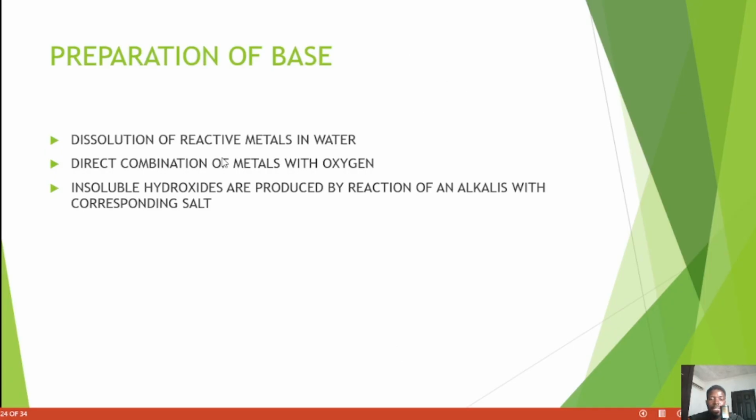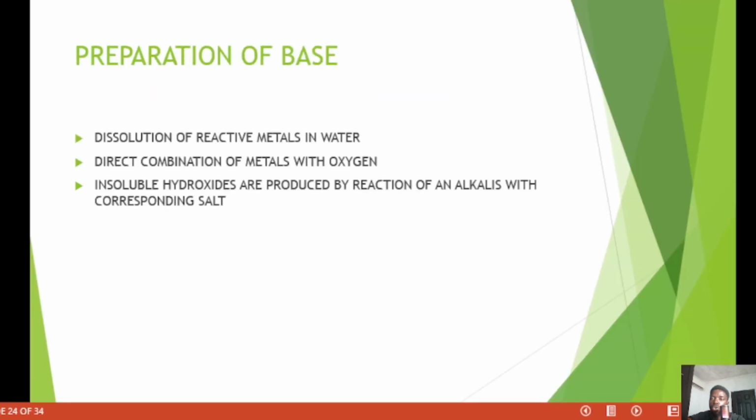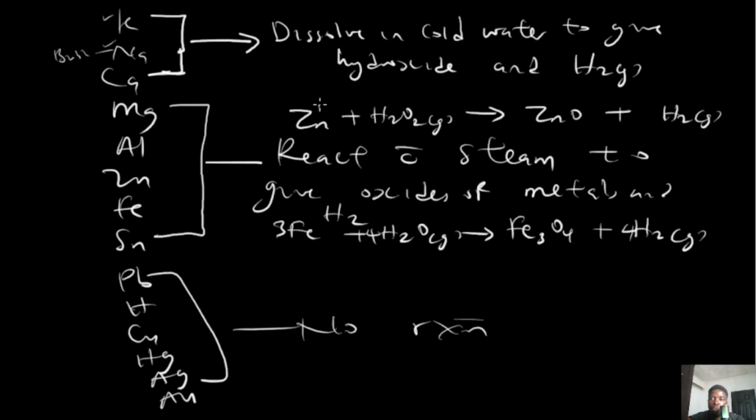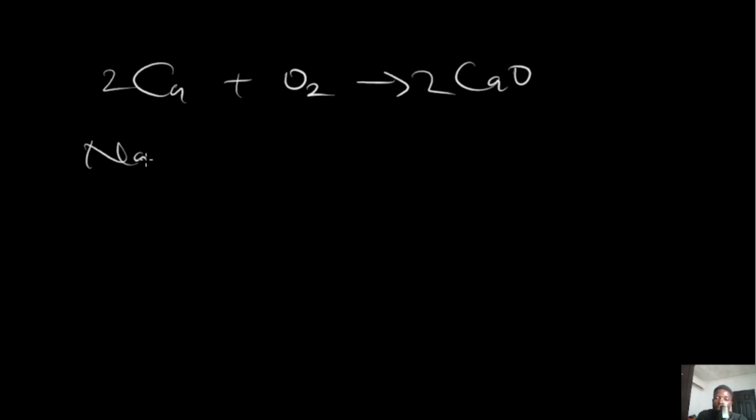We would also consider direct combination of metals with oxygen. If oxygen combines directly with some metals, like in the case of calcium plus oxygen, you are going to have calcium oxide, which is also a base. If you react sodium plus oxygen, you are going to have sodium oxide, which is also a base. So have that in mind. Whenever you are dealing with direct combination of metals, it also leads to the formation of your base.